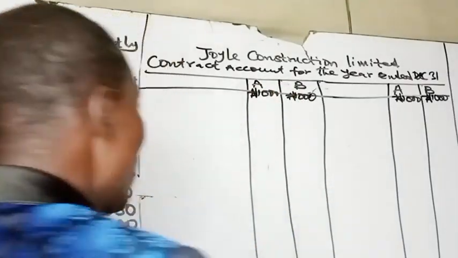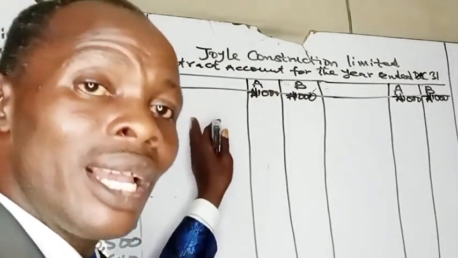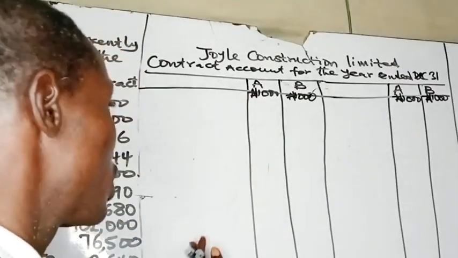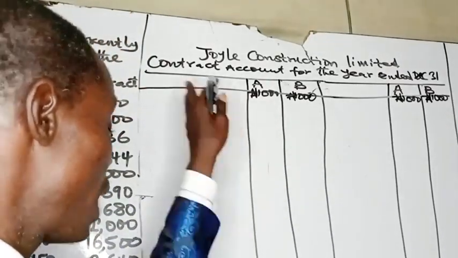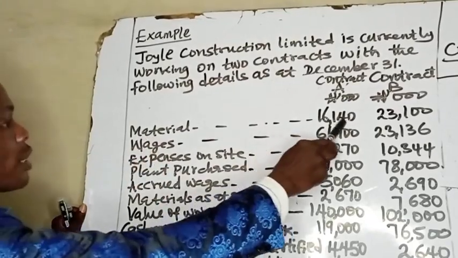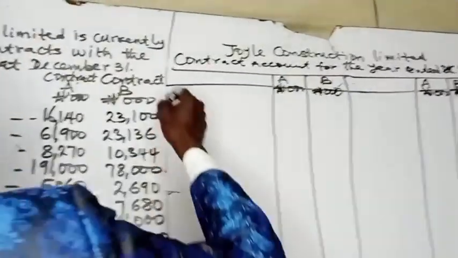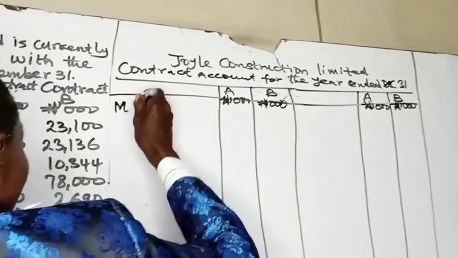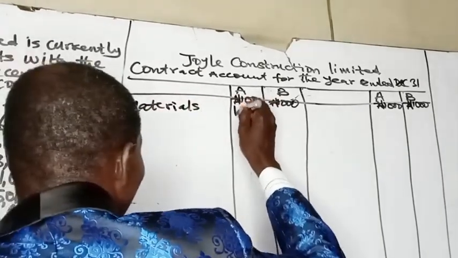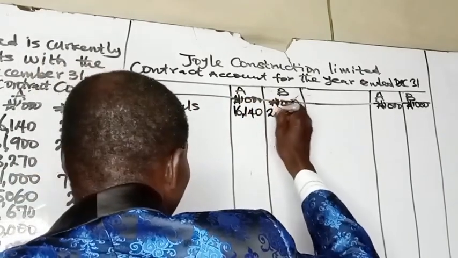So I've told you all expenses or costs of items that are used up in the contract, or anything brought into the contract, you debit them. So materials, 16,140 and 23,100. Materials were brought into the contract as an input, so you debit it. Materials 16,140 for contract A, and for contract B we have 23,100.